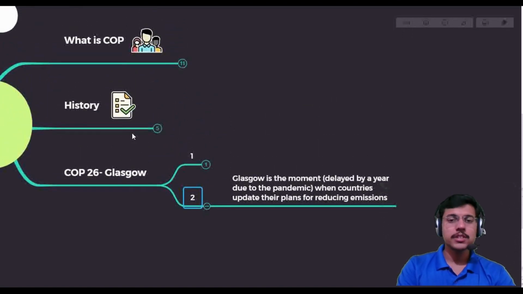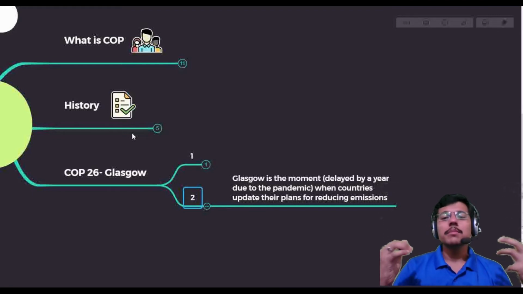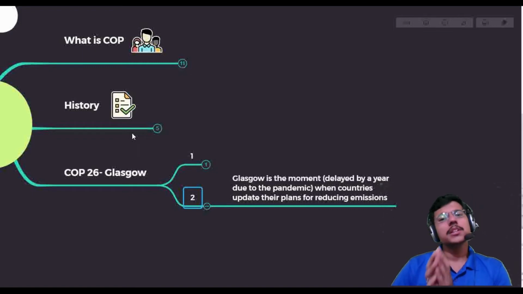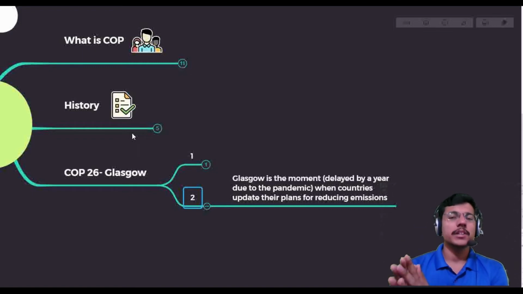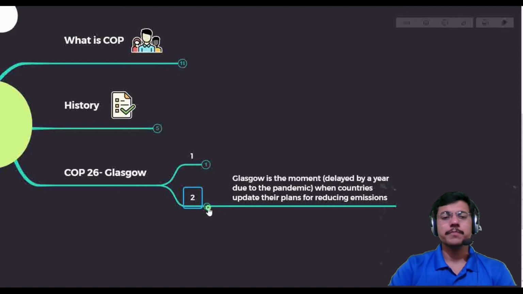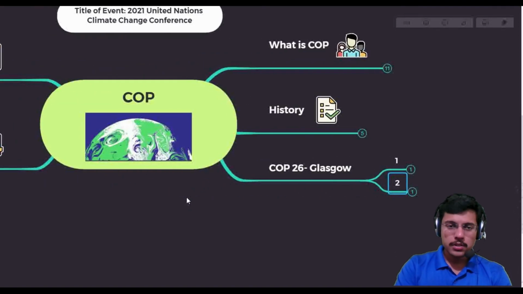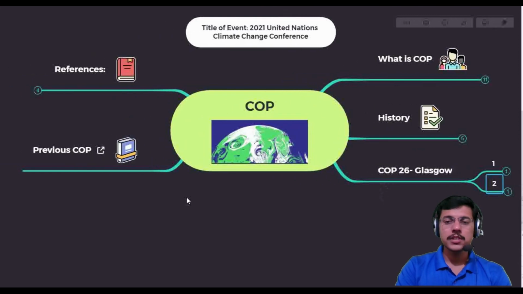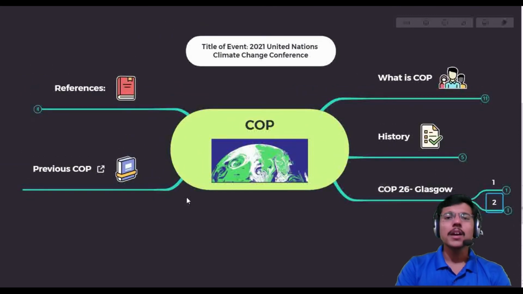So as we have discussed, Glasgow is the moment, delayed by a year due to the pandemic, when all the countries update their plans for reducing emissions, and this is the time when we will get the updated contributions, updated plans of the individual parties, individual nations. So that's why it is very important to see what outcome we will get from this COP26 at Glasgow, right?